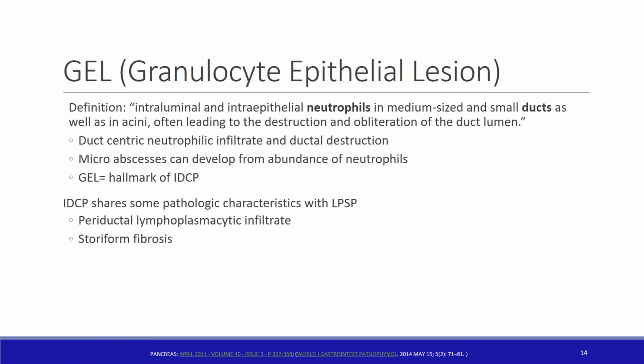So on a prior slide, I mentioned that it was either autoimmune pancreatitis with or without GEL. So what exactly is this GEL? It's a granulocyte epithelial lesion. It's essentially a duct-centric neutrophilic infiltrate and associated with ductal destruction.